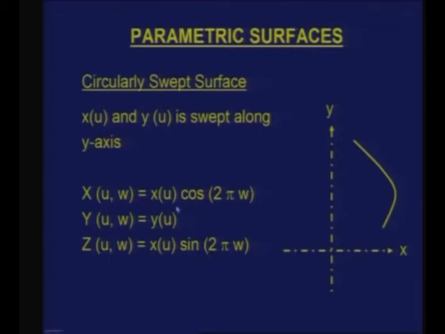So, as the x coordinate is changing as a function of cos, you have the other. So, this is like a circle. If I have a cos as one function, the other function should be a sine, which is the x coordinate of the curve. So, just by using x of u and y of u and by multiplying with additional terms, you are able to represent a simple circularly swept surface.